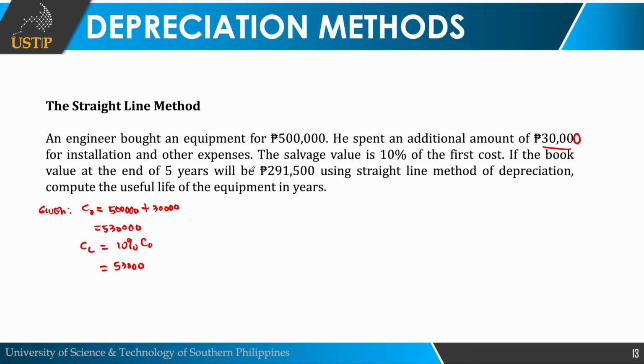Alright, and then the next given is if the book value in 5 years. Okay, so we have here book value daw. So that is C sub 5. Okay? C sub 5 nimo class is 291,500. We need to compute the useful life. So karon class ang required sa atoa is L. Pila ka L ani.